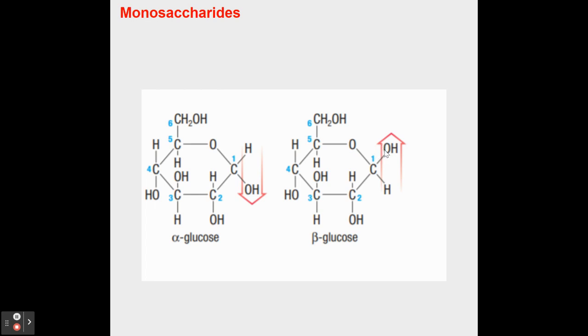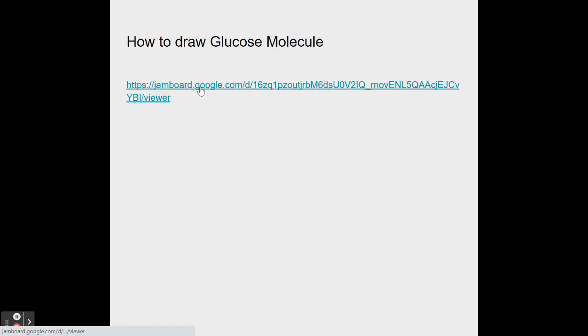Although this may seem very minuscule to you, they actually have completely different functions because of those differences. They do possess the exact same chemical formula. If we were to count up all the carbons, all the hydrogens, and all the oxygens, they would have the exact same chemical formula. However, their functions are going to be a little different, or a lot different, depending on the orientation of this hydroxyl group. So I'm going to show you how to draw the alpha glucose molecule right now.